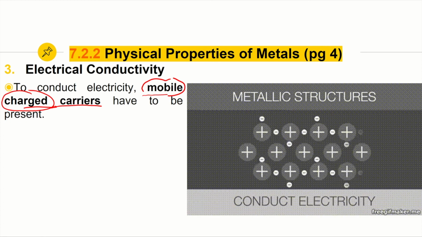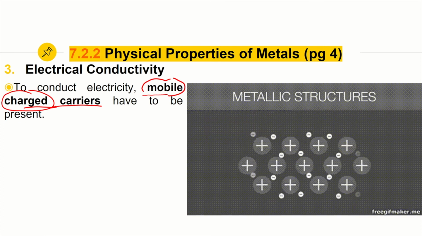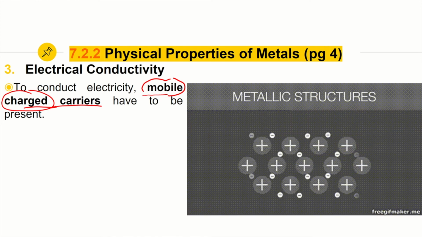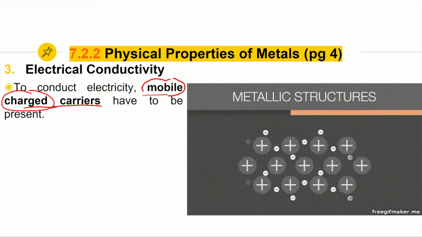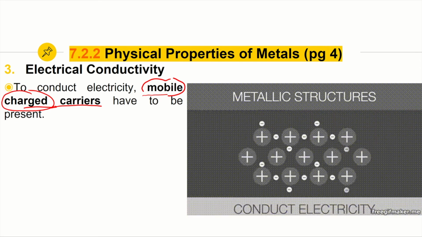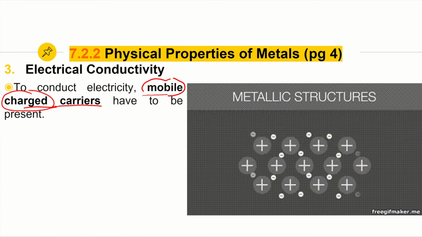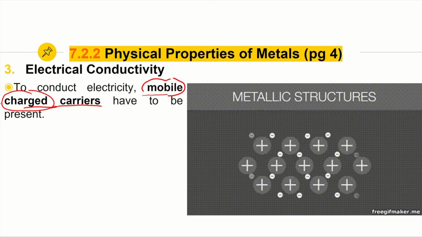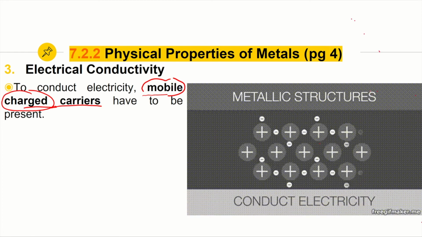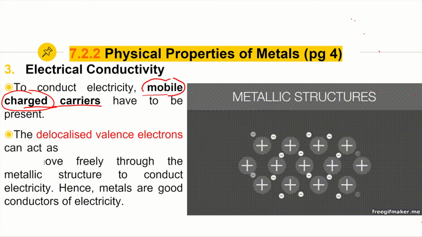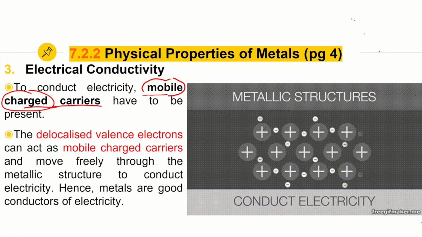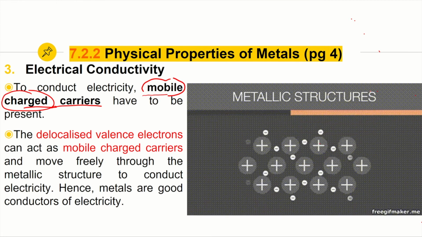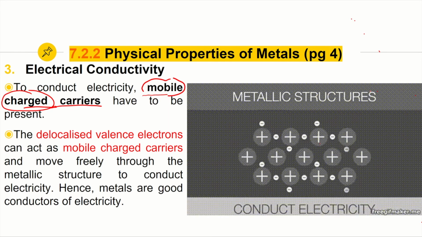I hope you have figured out the answer. In this case, my electrons are moving, so they are mobile. And my electrons have a charge. All electrons are negatively charged. So my electrons in the metals can act as mobile charge carriers. The delocalized valence electrons are mobile charge carriers. They can move freely and they carry charge to conduct electricity. So that is why metals are good conductors of electricity.